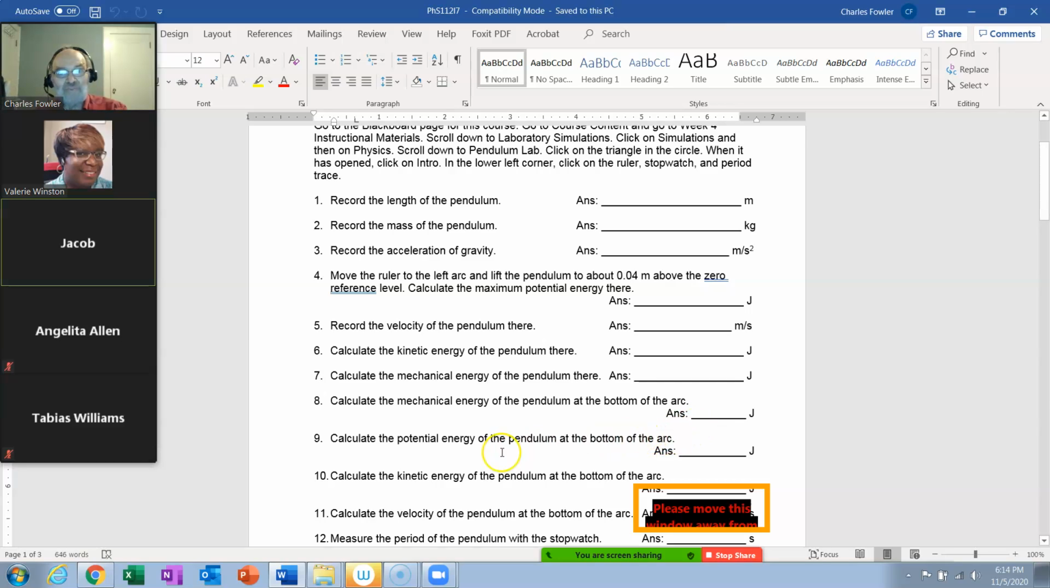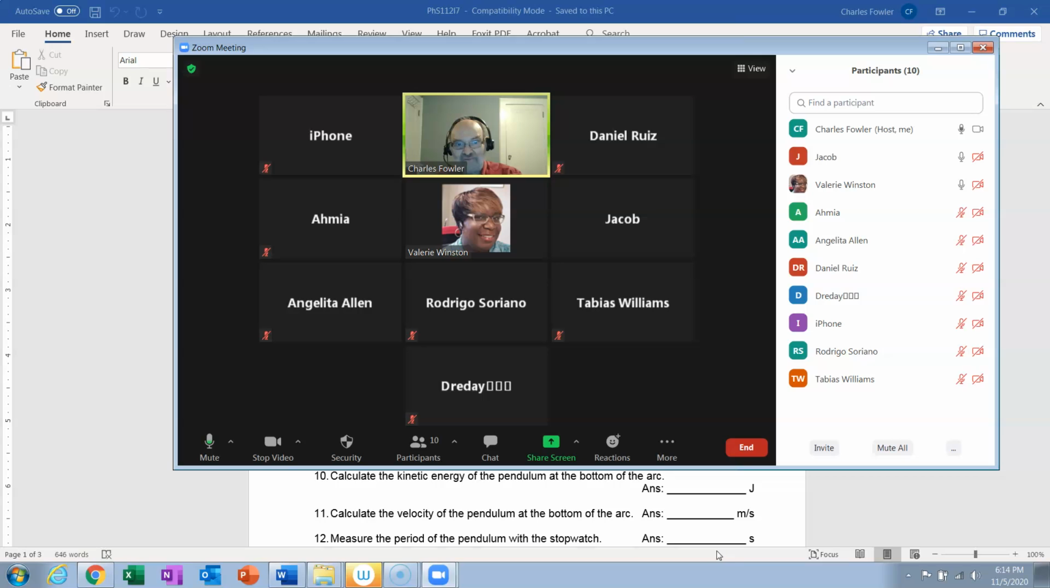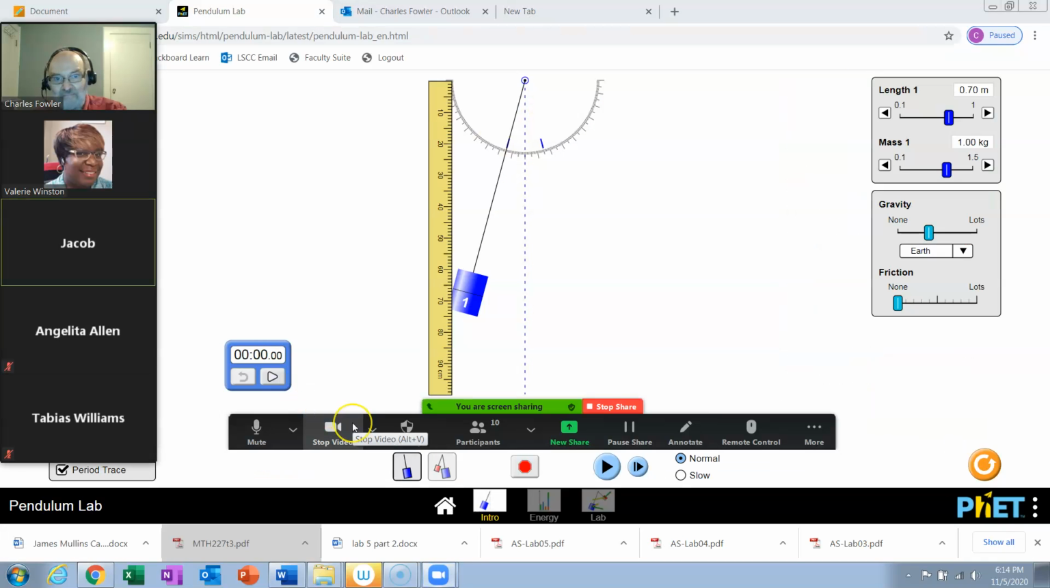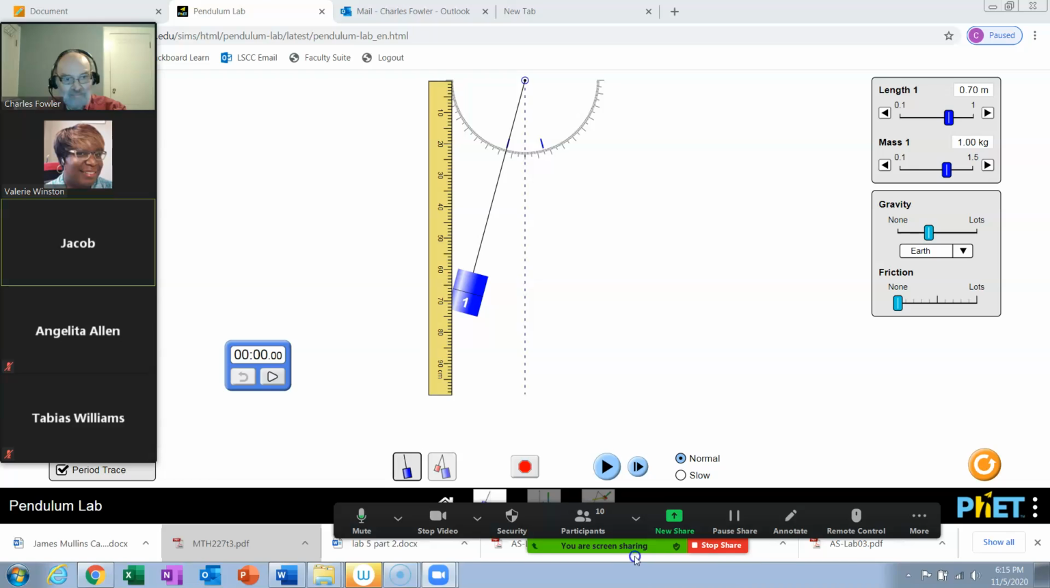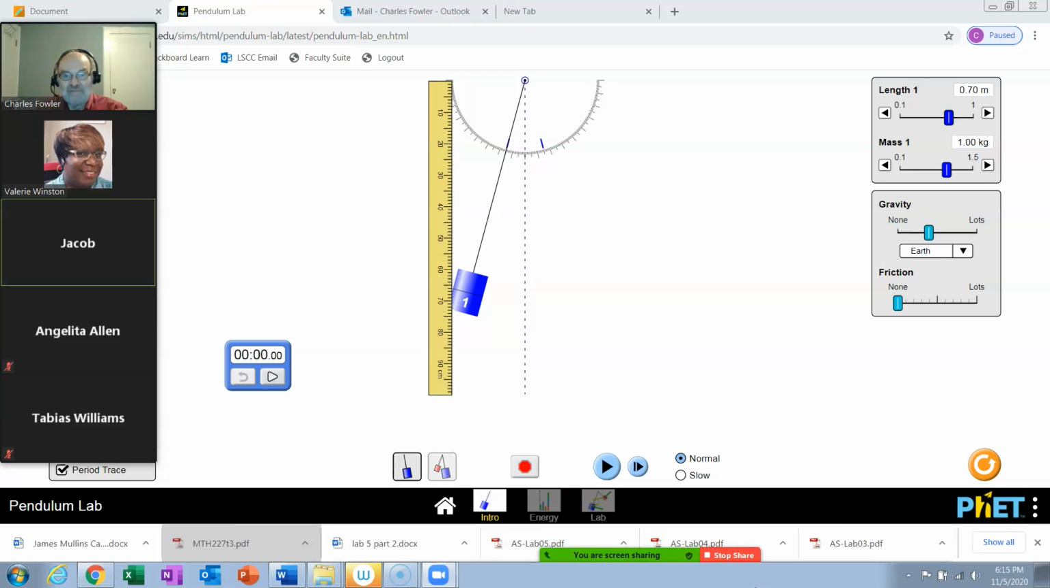Now, what's the potential energy at the bottom of the arc? Okay, let's go back to that. I just hit the wrong key. And I think I messed up everything here. Not quite everything, but a lot of things. I got to move this back to the bottom. Y'all can't see it, but I can, and it messes up what I can see.